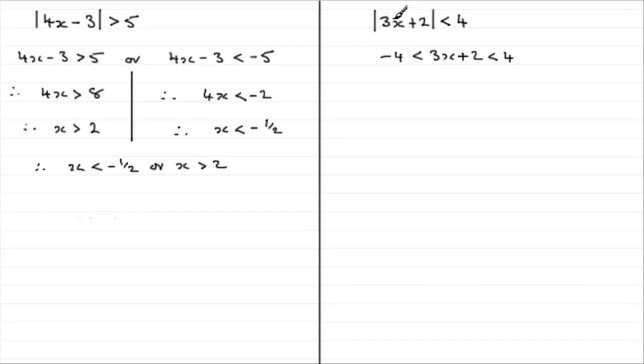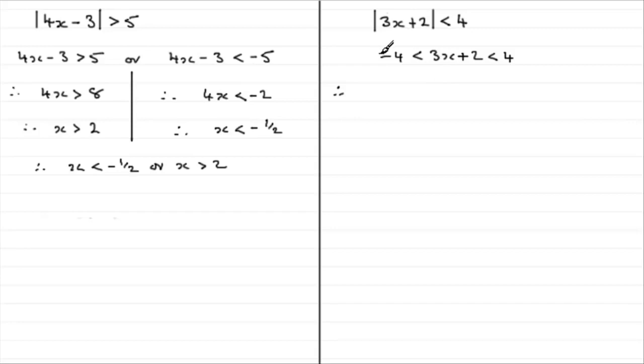If you took, say, this value being, say, minus 3, if you mod minus 3, you get 3, and 3 is less than 4. If it were just 3, the mod of 3 is less than 4, it's 3. But if this value were, say, minus 5, and you modded it, the mod of minus 5 is 5, and clearly that's greater than 4, so it wouldn't be true. So this value must lie between minus 4 and 4. And so when it comes to solving this, we tend to break this out again into two inequalities.